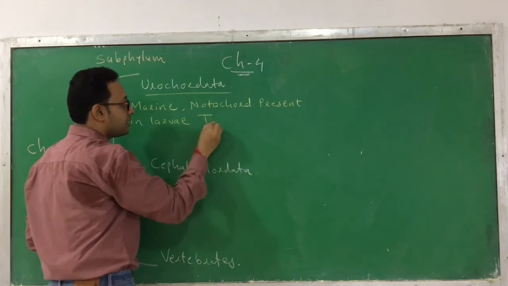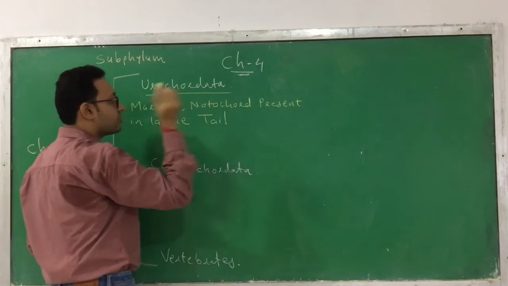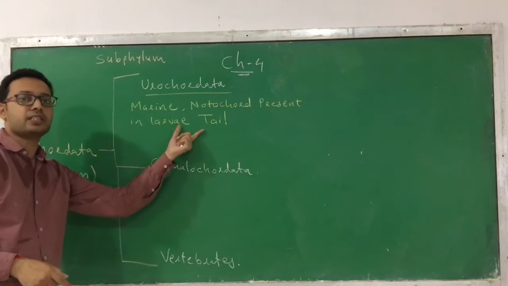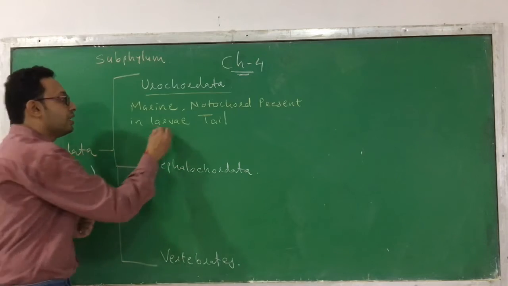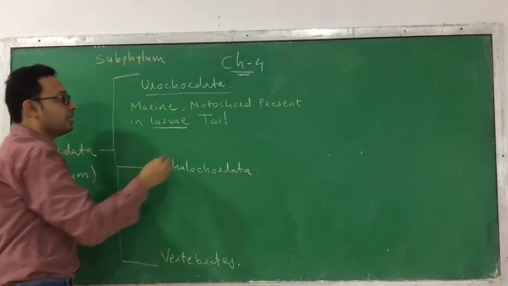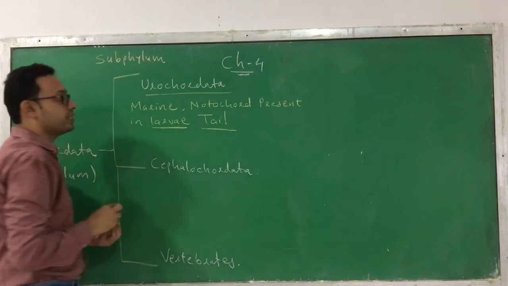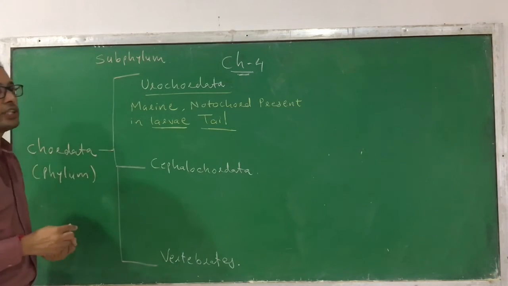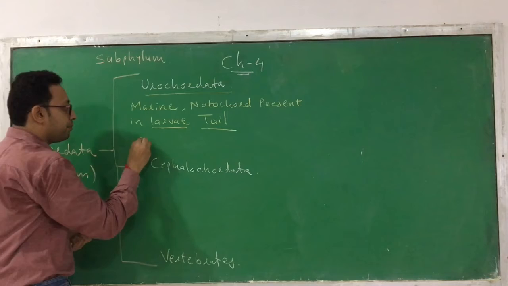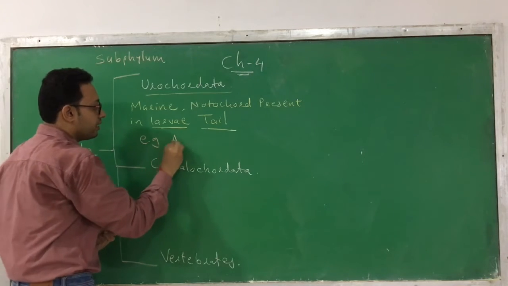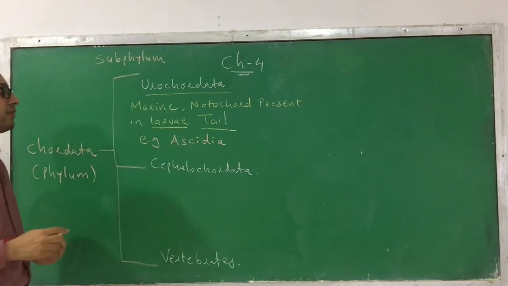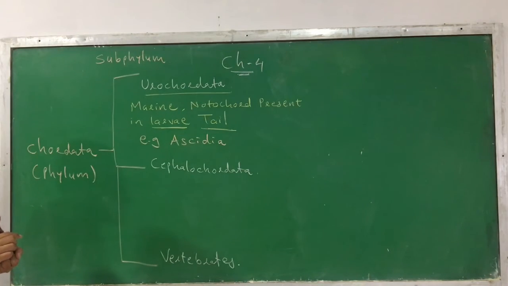And where is it present? It is present in the tail region. So it is not present throughout the life. Notochord is found, but it is only present during the larval stage and it is only found in the tail region. So this is the characteristic of subphylum Urochordata. And the example of this Urochordata is Ascidia.